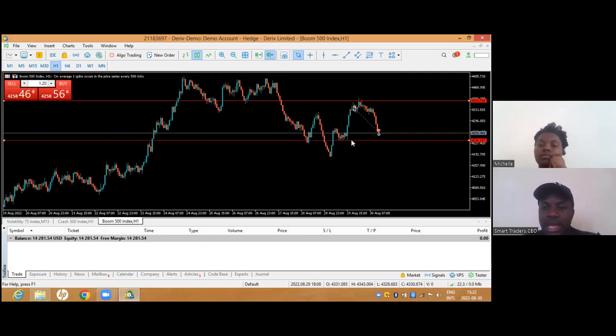So we are saying, if our support is broken, we sell. If our resistance is broken, we buy. So you have your support and resistance on Boom 500, Crash 500 as well as VIX 75. Right now, what you need to do is just monitor your support and resistance. Have they been broken? If ever your support is broken, you sell. If ever your resistance is broken, you buy.